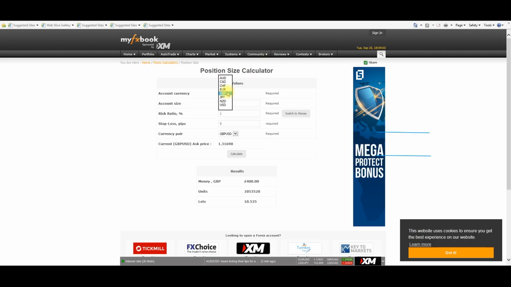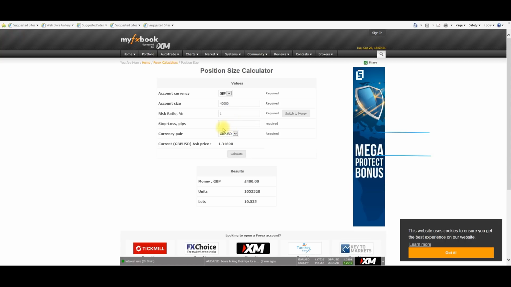My account currency is Great British Pound. My account size is 40,000, give or take. What am I prepared to lose for this trade? 1%. I always recommend to my traders 1% stop loss. So risk reward ratio, 1% of my account.